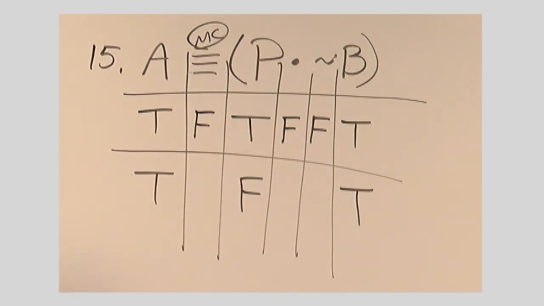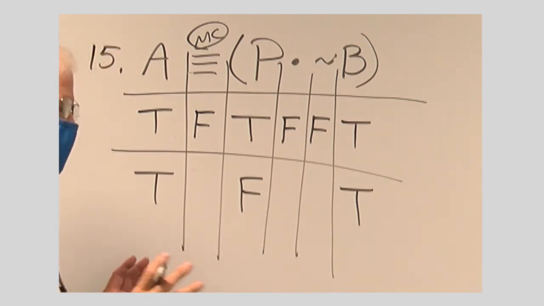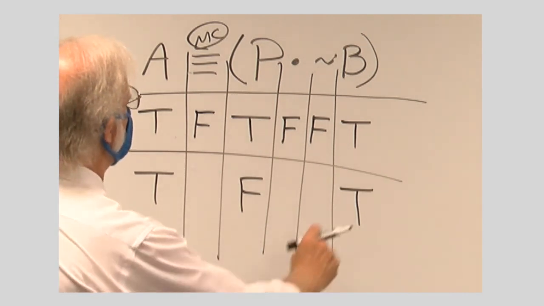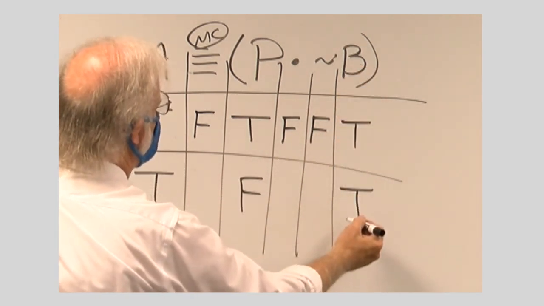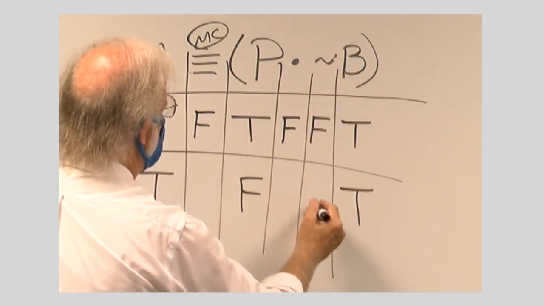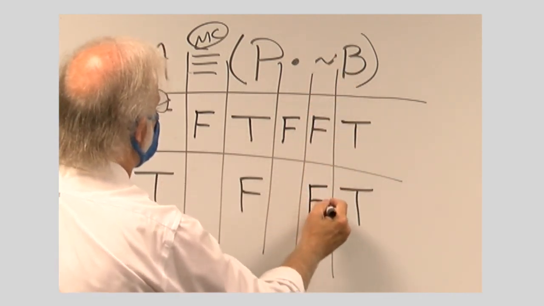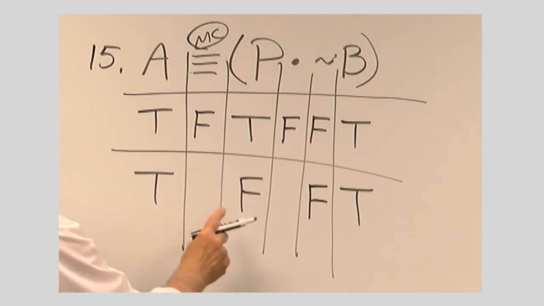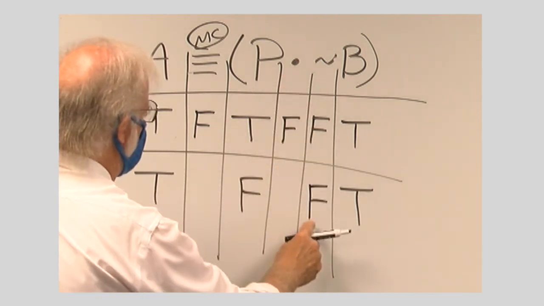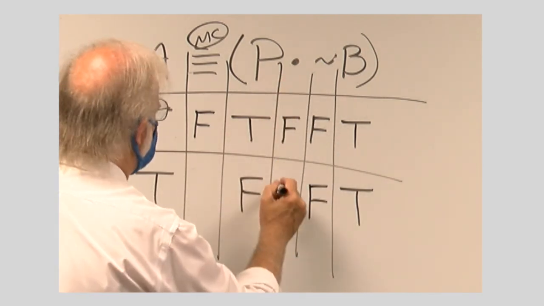Now let's go to the second row and again go inside of the parens and work out. Here again B is true, so again not B would have to be false. And here if we've got false dot false, that for sure is going to make the dot false.